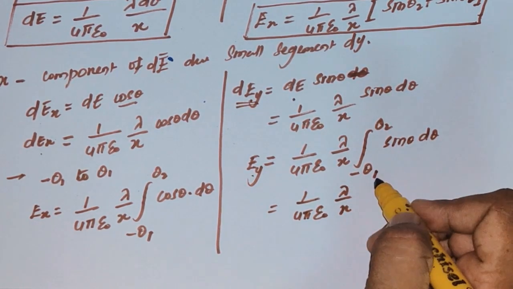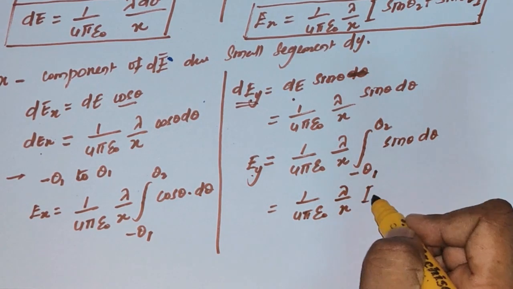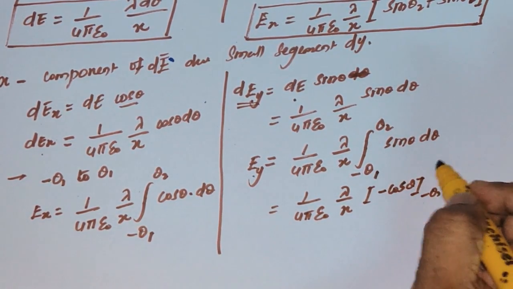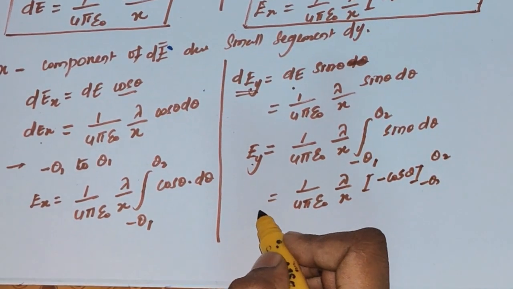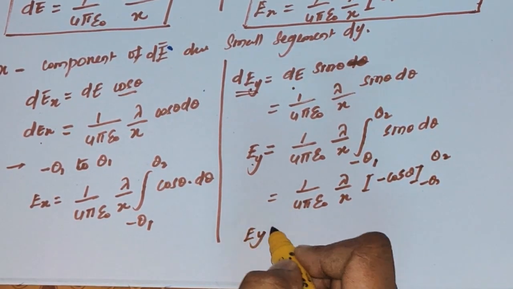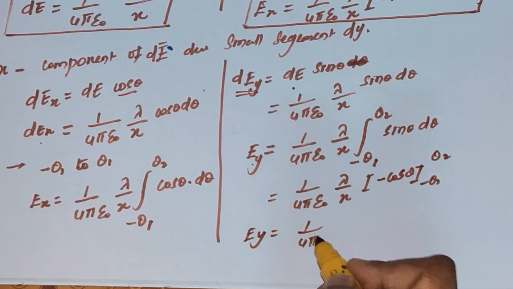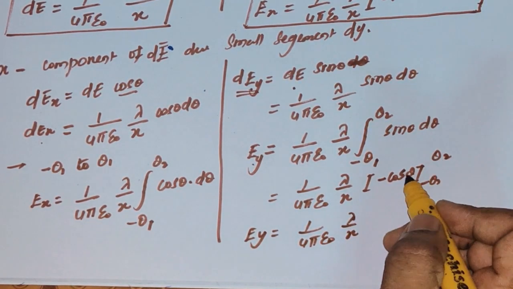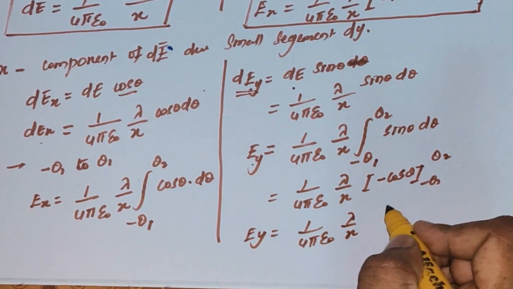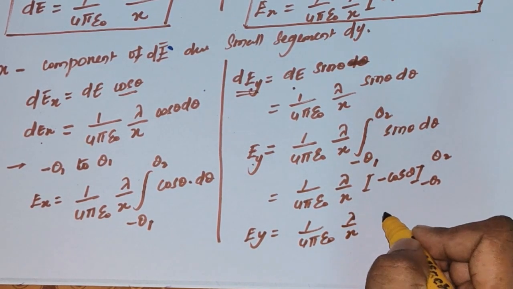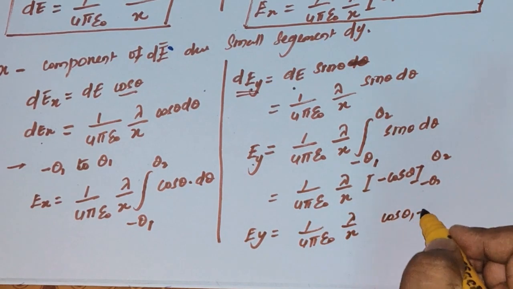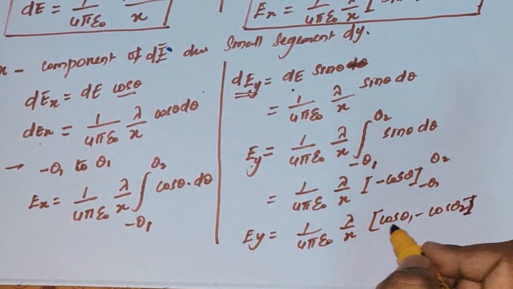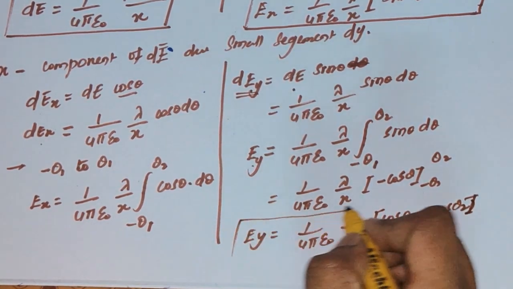The integration of sin theta would be minus cos theta. Substituting the limits, minus cos theta from minus theta 1 to plus theta 2, that gives the y component of the electric field: 1 by 4 pi epsilon, lambda by x. The upper limit is cos theta 2, the lower limit is cos theta 1, so it's cos theta 1 minus cos theta 2. This is the y component of the electric field.